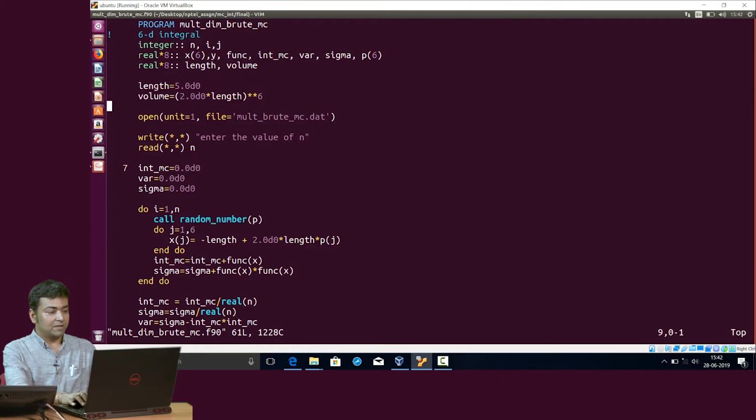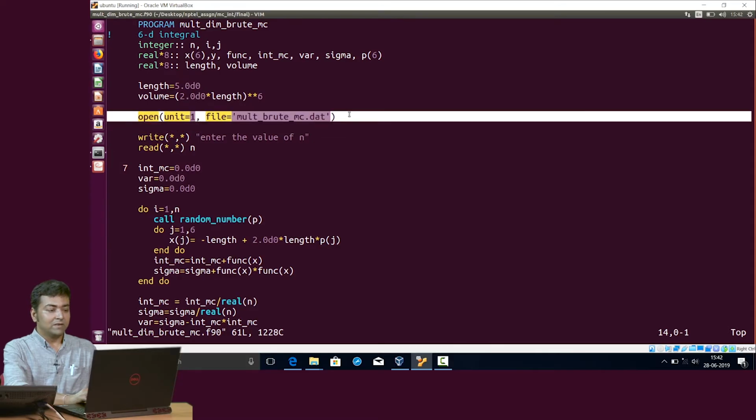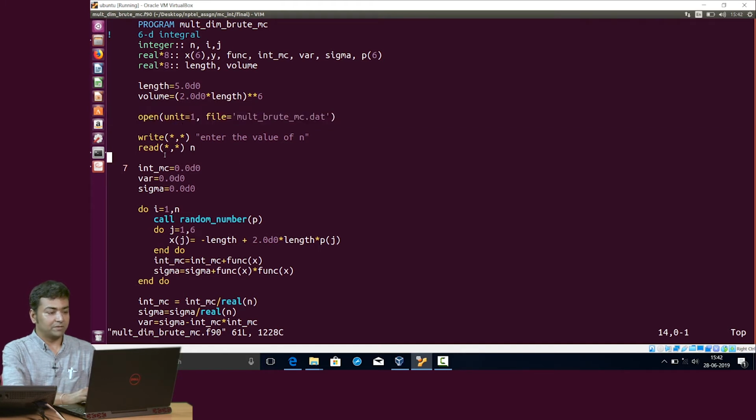Now I start computing again, as before I will be doing it for several values of n. I will be evaluating the integral by computing the average 10 times, then 100 times, 1000 times, and so on, and we will see how the accuracy is changing. Those values are stored in this particular file here. Then I ask the user to give me a small starting value. Then I initiate my variables to 0. This one stores the final value of the integral, this one stores the variance, and this one stores the sigma.